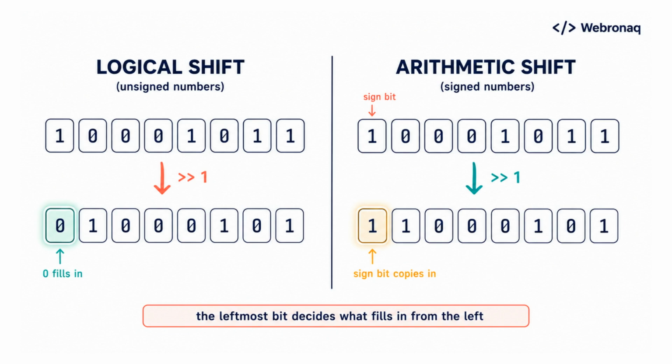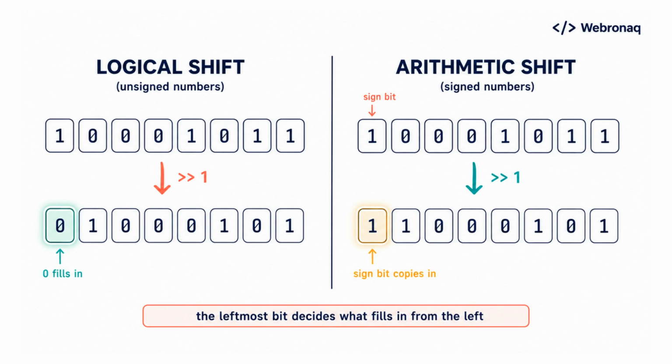Clean and simple. On the right, we have an arithmetic shift. This kicks in when you're working with signed numbers, the kind that can be negative. The leftmost bit, the sign bit, gets copied into the empty spot instead of a 0. So if your number is negative, that leading 1 keeps copying itself in, which keeps the number negative after the shift. If the sign bit had been a 0, a 0 would copy in.